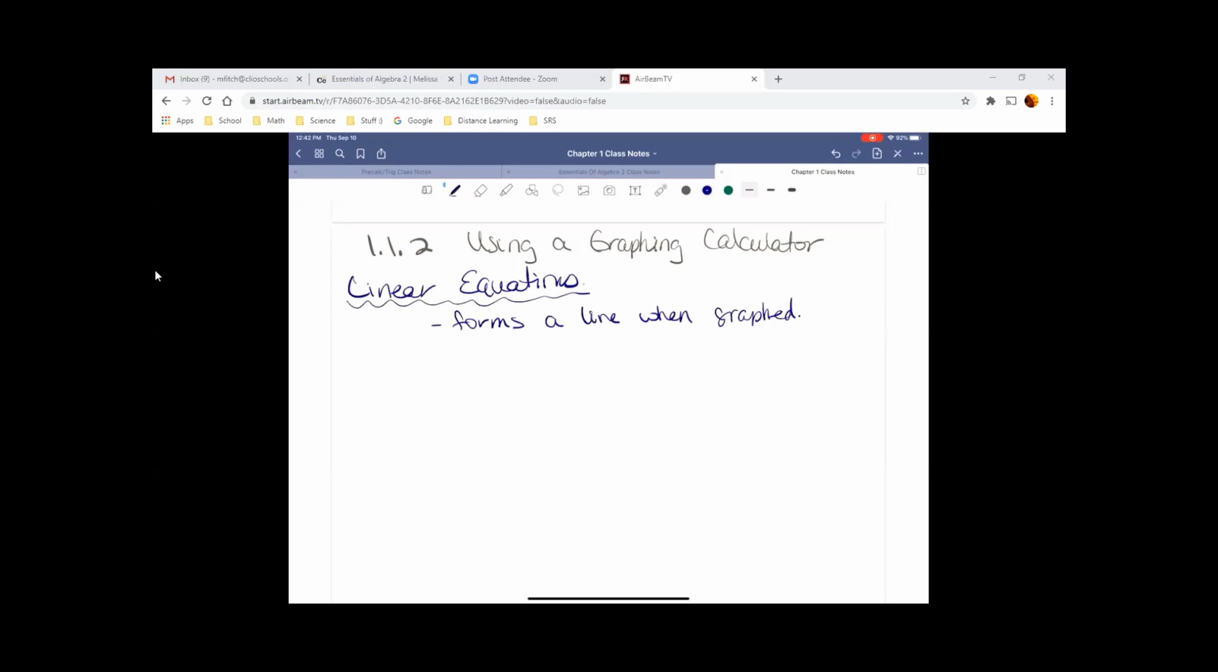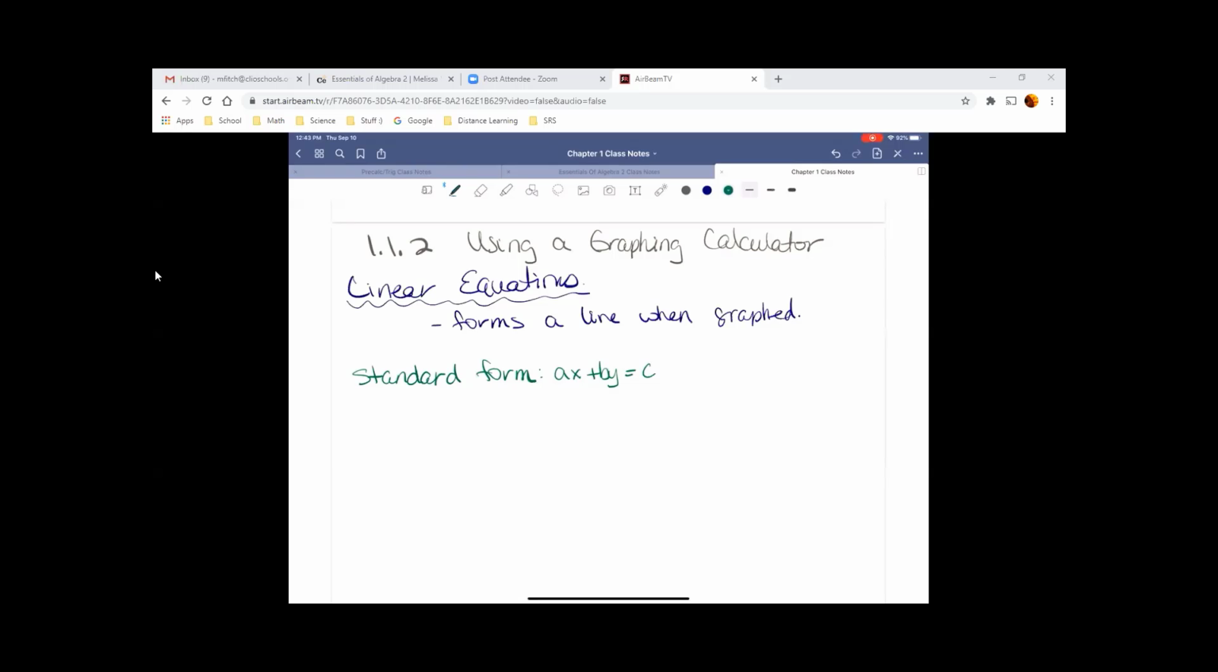There are two forms that we're going to look at today. One of them is called standard form. These are just the way they write out the problems. They write it as ax plus by equals c.